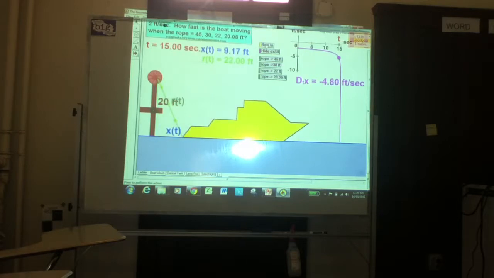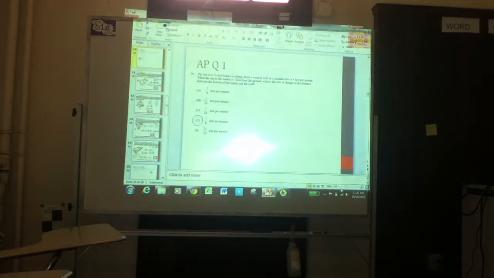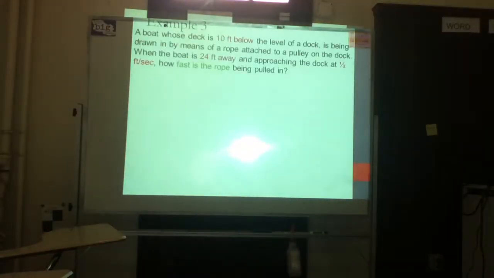So the point of this is that this rate varies. That's the whole point. And then I also wanted you to see the image of a boat winch. That's the other point. All right, so let's read and annotate this problem.